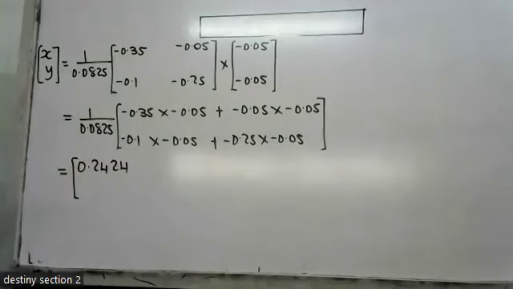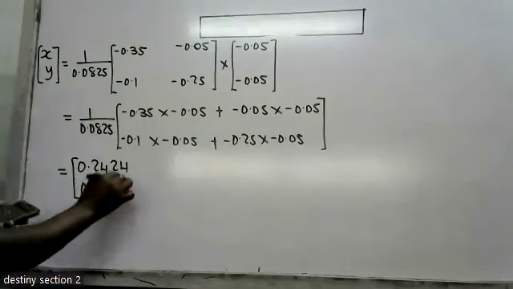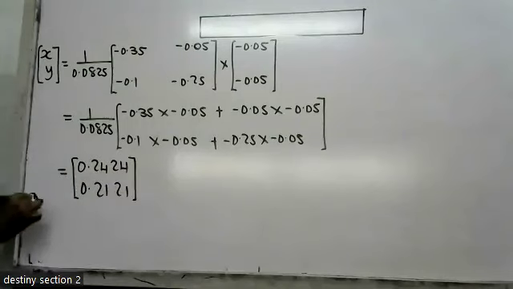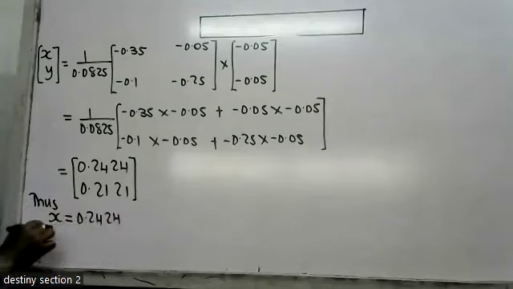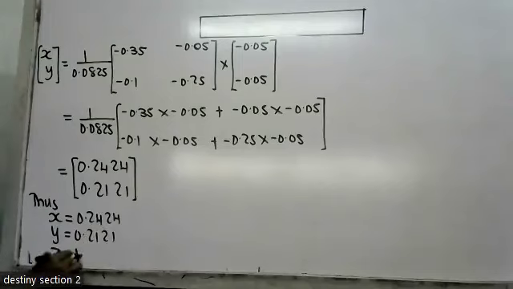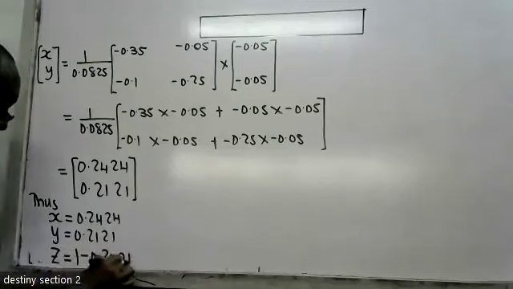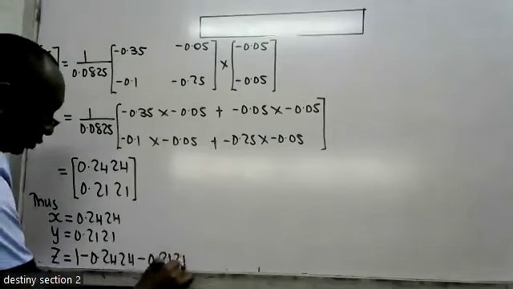So minus 0.1 times minus 0.05 plus minus 0.25 times minus 0.05. We divide by 0.0825. I'm getting 0.2121. Thus, x is 0.2424. Y is 0.2121. Z is 1 minus 0.2424 minus 0.2121.